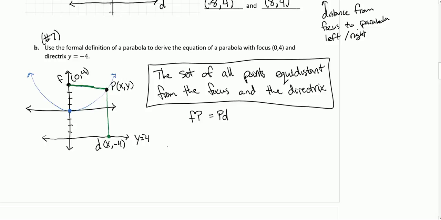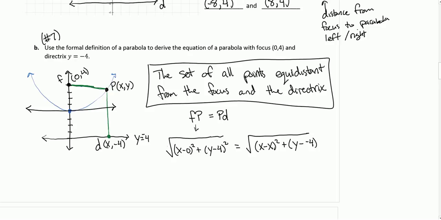Now using the distance formula, point F, you subtract your x values, so x minus 0 squared plus y minus 4 squared, that's my FP right there, is going to equal the distance from P to D. So that's x minus x squared plus y minus -4 squared, double negative.